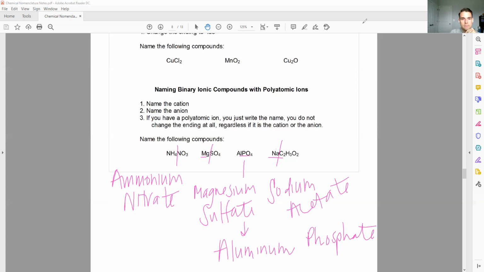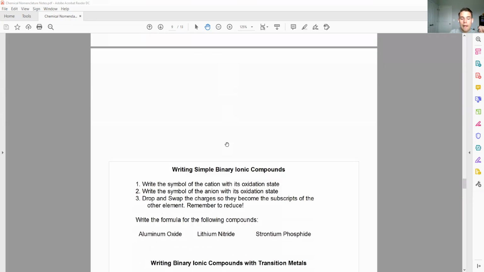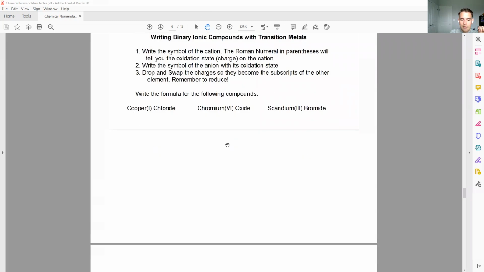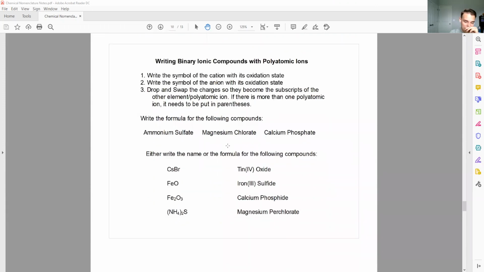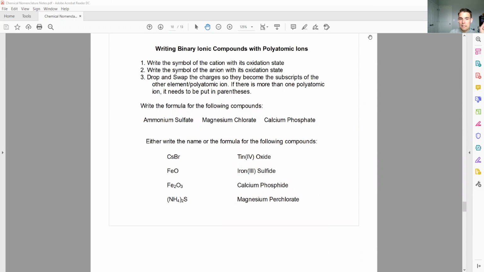So I'm going to clear this and we'll talk about writing ionic compounds with polyatomic ions. Now, to write them, it's a little bit different. Write the symbol of the cation with its charge. Write the symbol of the anion with its charge. We still swap them. Here's where it's different. If there will be more than one polyatomic ion, it needs to be put in parentheses. I'll show you what that means.